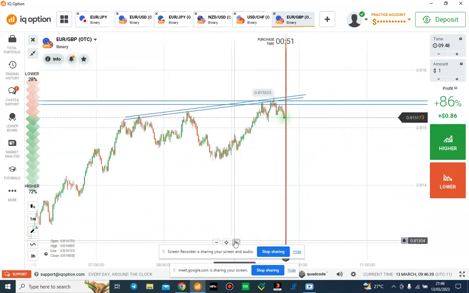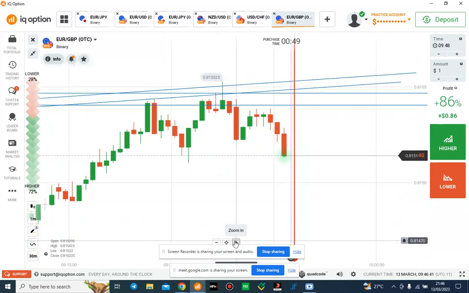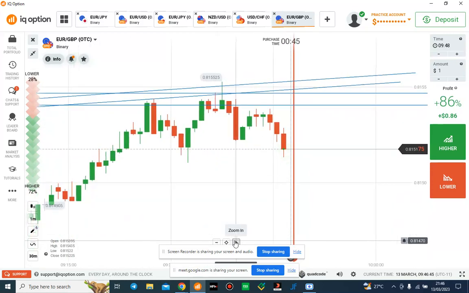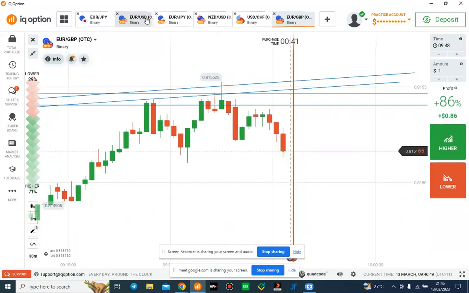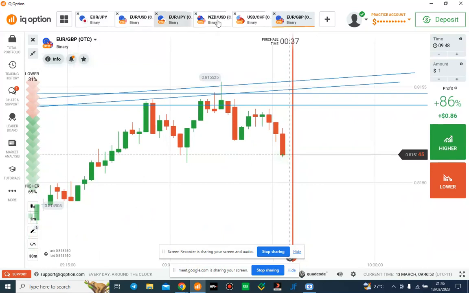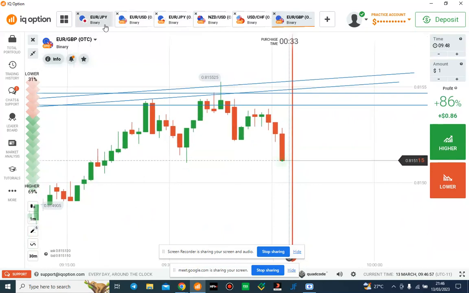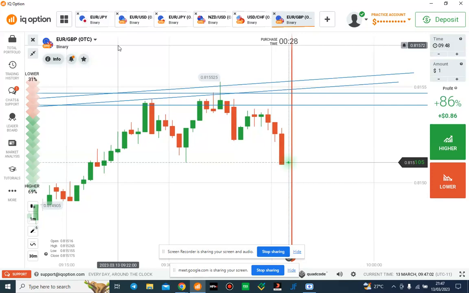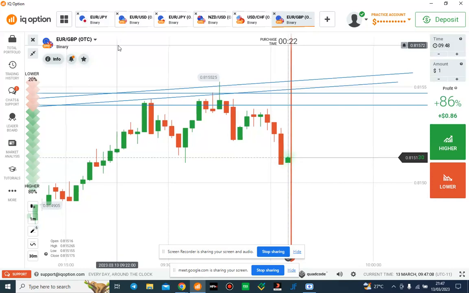So I hope you understand how to trade support and resistance without any problem. This is how you trade support and resistance in binary. Now look at this. I have predicted at least six candles on different currency pairs, which means you can make a profit trading support and resistance like this.